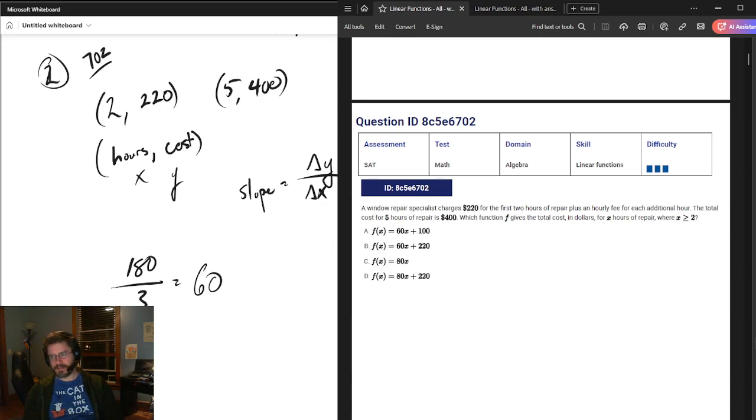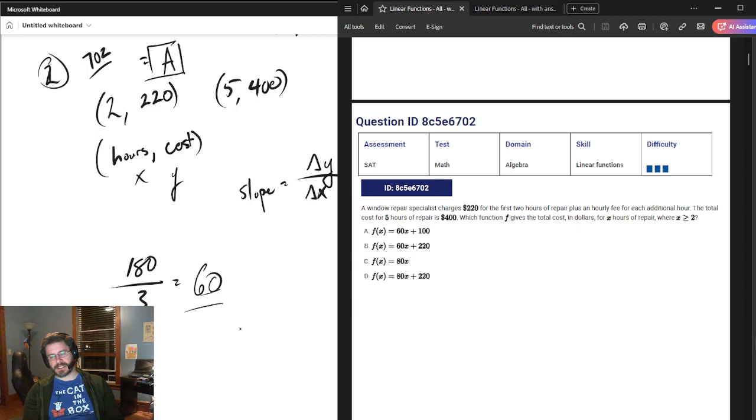And we might be tempted to pick 220 as the y-intercept, but that's not the y-intercept. It was 220 for the first 2 hours, so it can't possibly be the y-intercept. So I already know that the answer is A. But for you guys, how did I get there? I'm thinking logically about the answer choices. I know that the slope is 60, so it can't possibly be C or D.